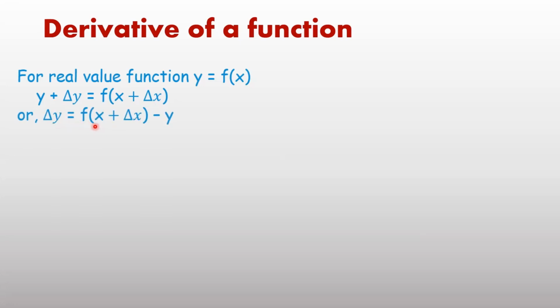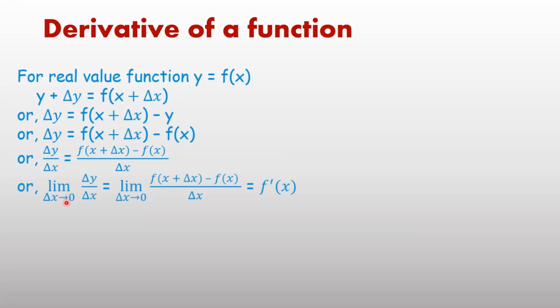Delta y we can write as f(x plus delta x) minus y, and y means f(x), put the value of y, divide by delta x and apply the limit. Limit delta x tends to 0 means a very small change in x, and this we can write as dy by dx. The limit as delta x tends to 0 of delta y upon delta x we can write as dy by dx, or we can also write f dash x equal to limit delta x tends to 0 of f(x plus h), or f(x plus delta x) minus f(x), upon delta x.